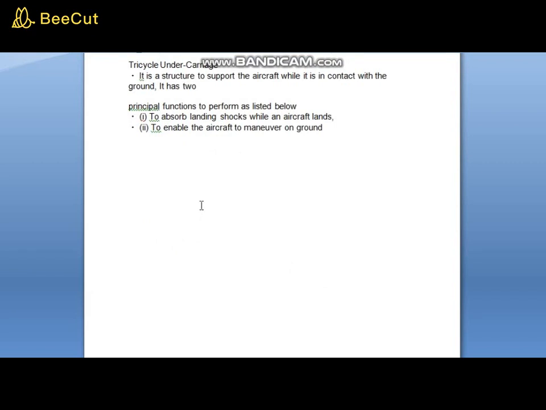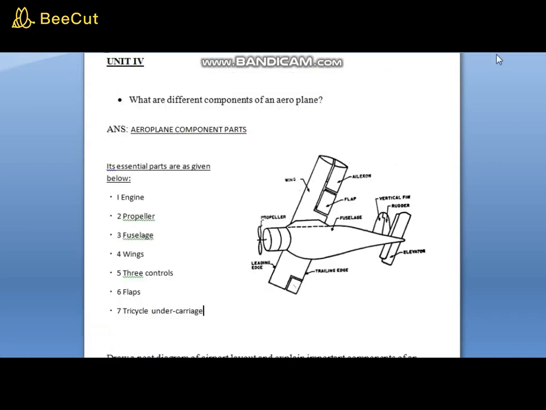Tricycle undercarriage. It is a structure to support the aircraft while it is in contact with the ground. It has two principal functions to perform: to absorb the landing shocks when the aircraft lands, and to enable the aircraft to maneuver on the ground. These are important functions of the following essential components. If it's for 5 or 10 marks, you need to describe this much in detail.